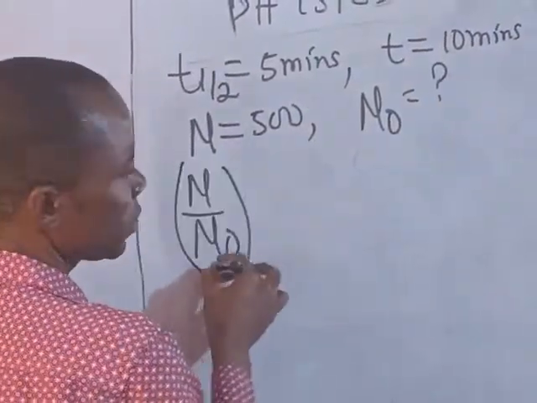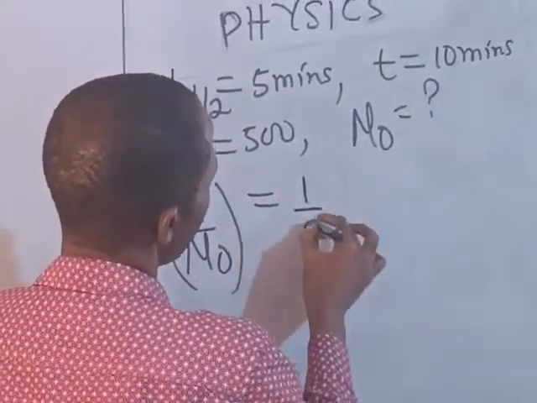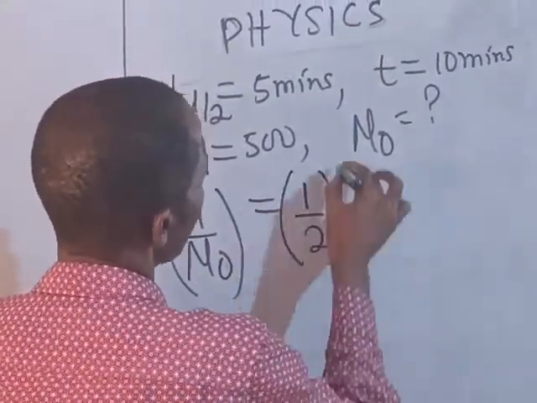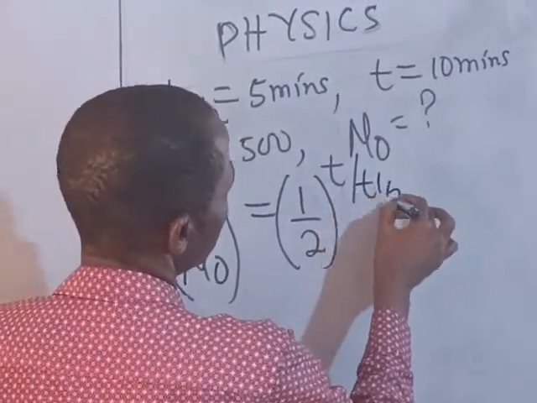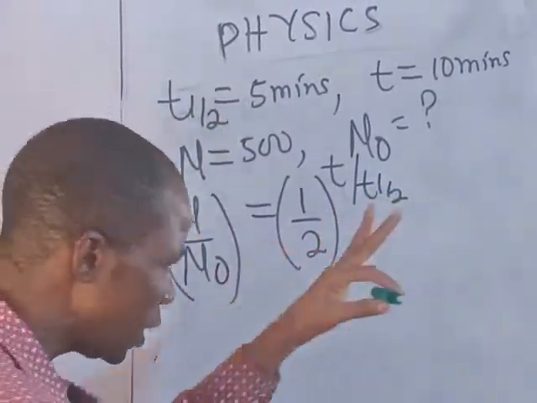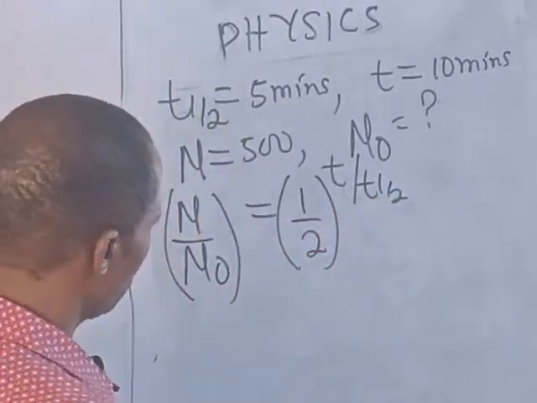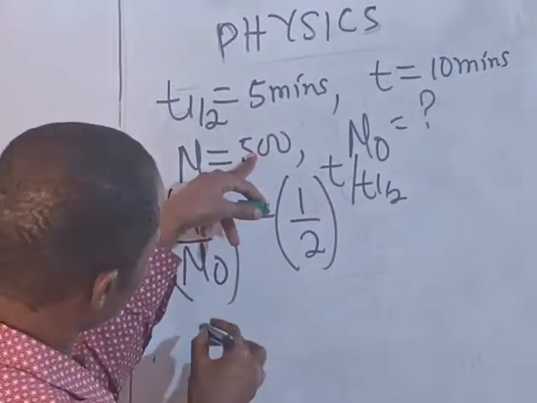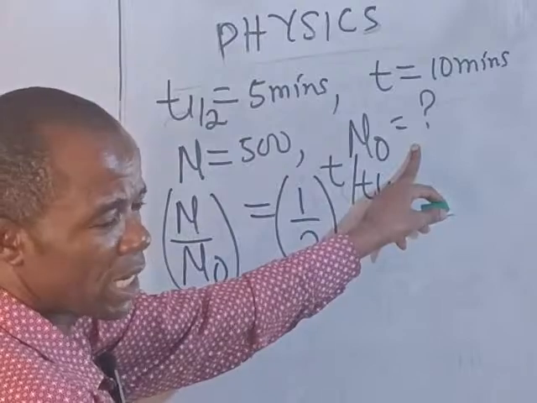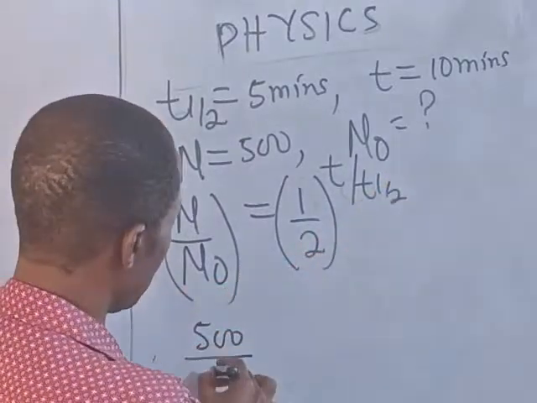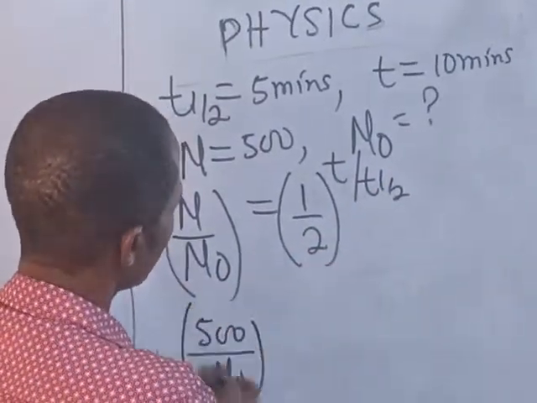N over N naught is equal to 1 over 2 raised to the power t, that's ordinary t, over the half-life, which is T half. This formula can take care of any question like this, anytime, any day. So N is given to be 500, that's 500, over N naught, that's the count rate at 0 time. That's what we need.